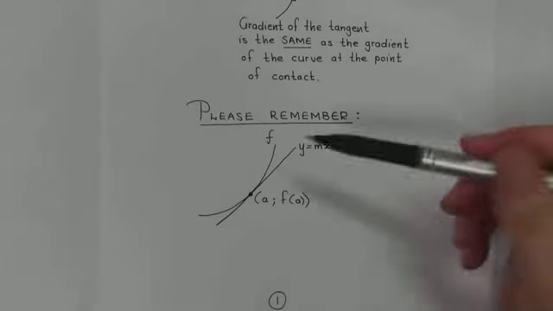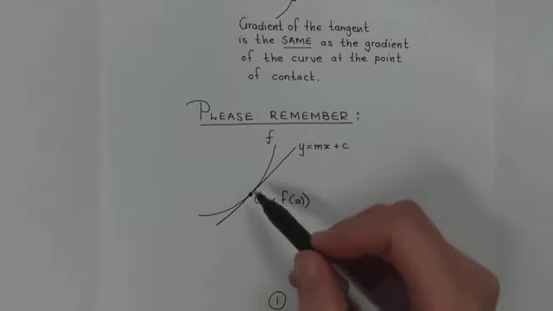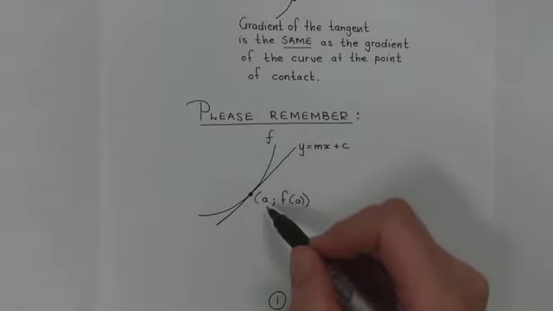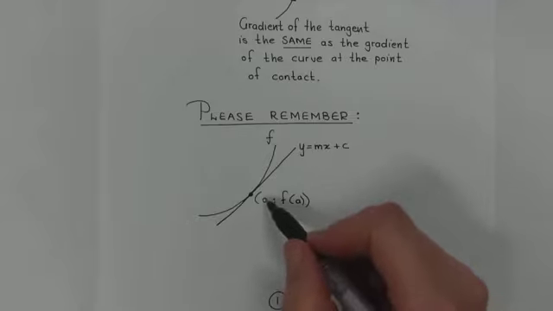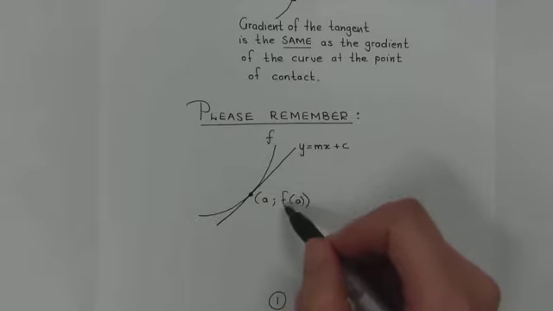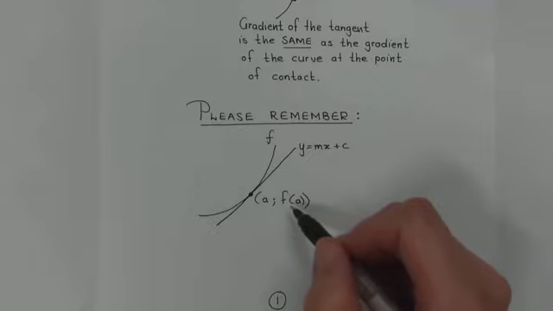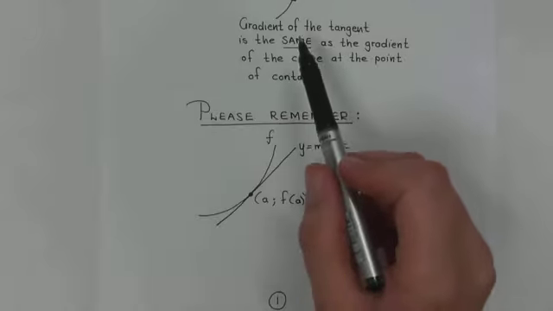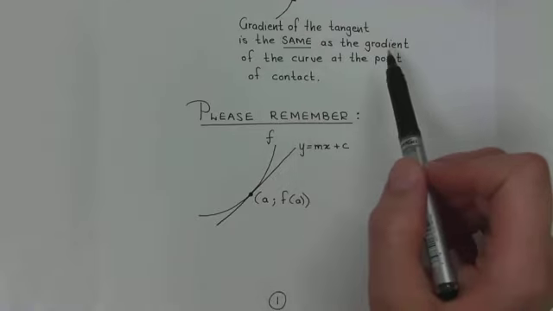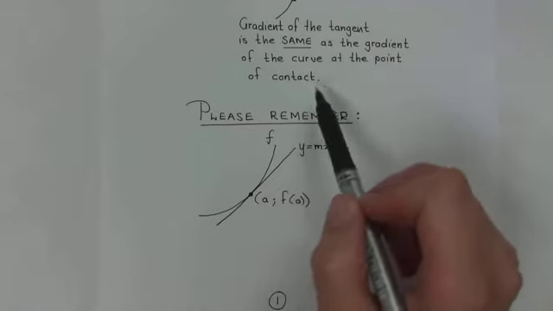If I then go and draw a tangent at a particular point of contact, then that point of contact needs to have an x coordinate, which I've now said is a random point A in this case. And then if I sub that x coordinate into the function, it's going to give me my y coordinate. But as I've just stated up here, the gradient of the tangent is the same as the gradient of the curve at the point of contact.